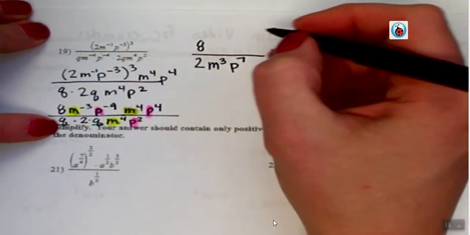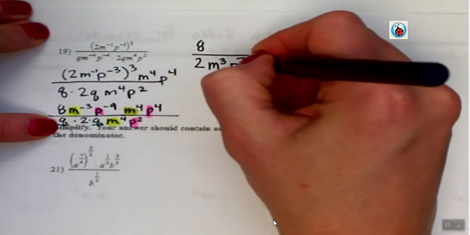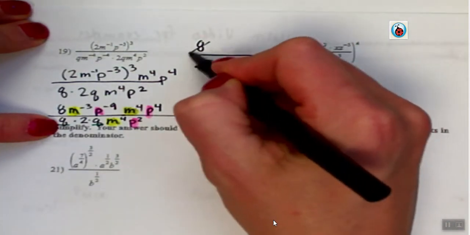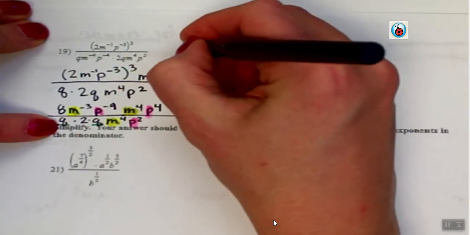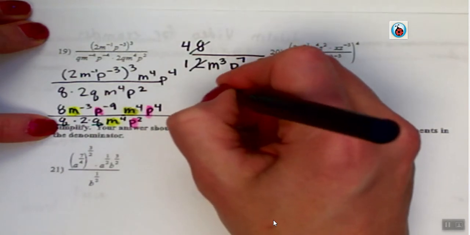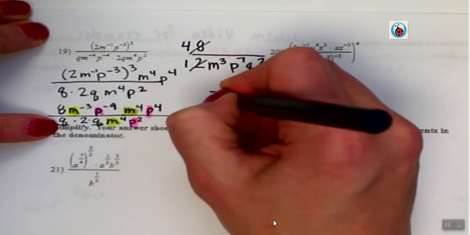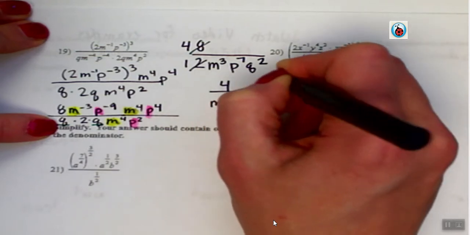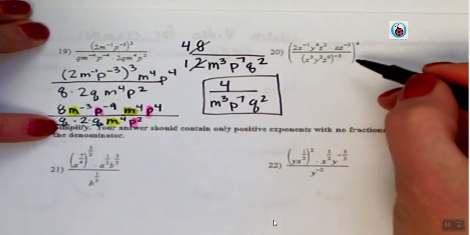So let's move that. This gives me q squared. Now, 8 divided by 2 is 4 over 1. So we get 4 m cubed, p to the 7th, q squared. Okay.